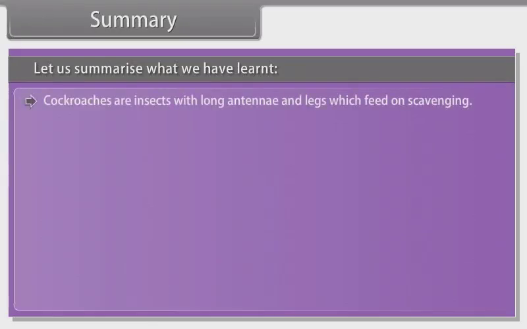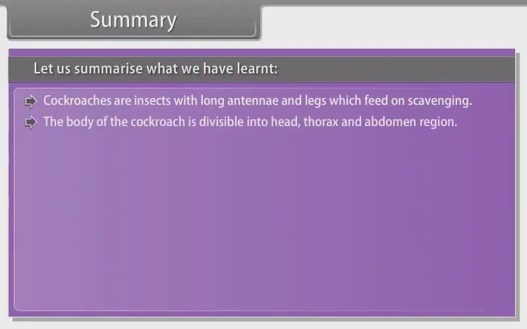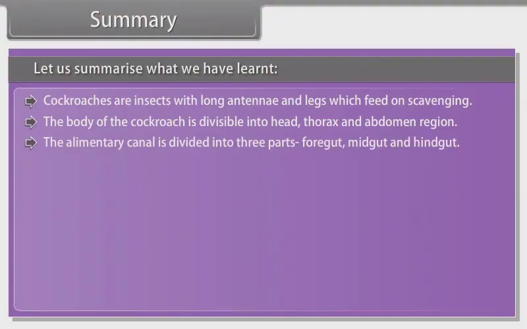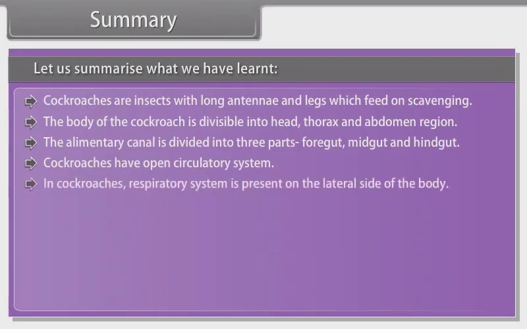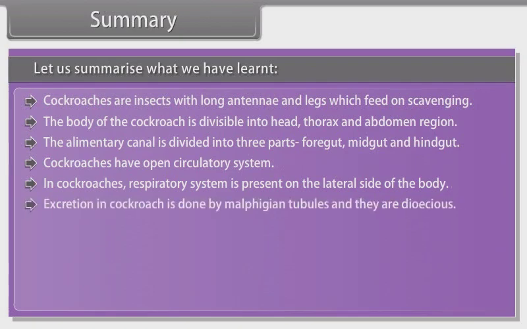Cockroaches are insects with long antennae and legs which feed on scavenging. The body of the cockroach is divisible into head, thorax and abdomen region. The alimentary canal is divided into three parts: foregut, midgut and hindgut. Cockroaches have an open circulatory system. In cockroaches, the respiratory system is present on the lateral side of the body. Excretion in cockroach is done by Malpighian tubules and they are dioecious.